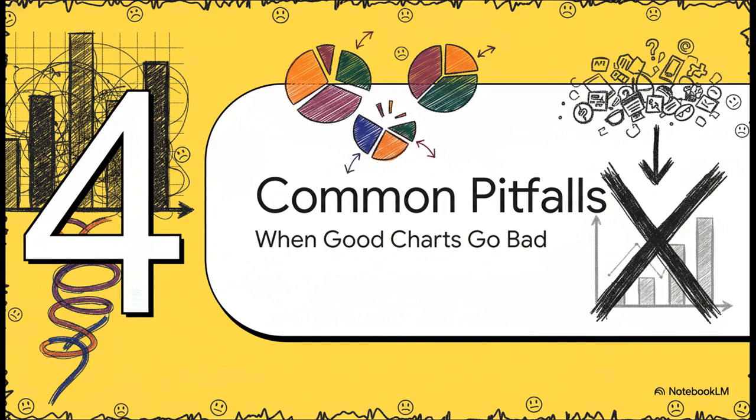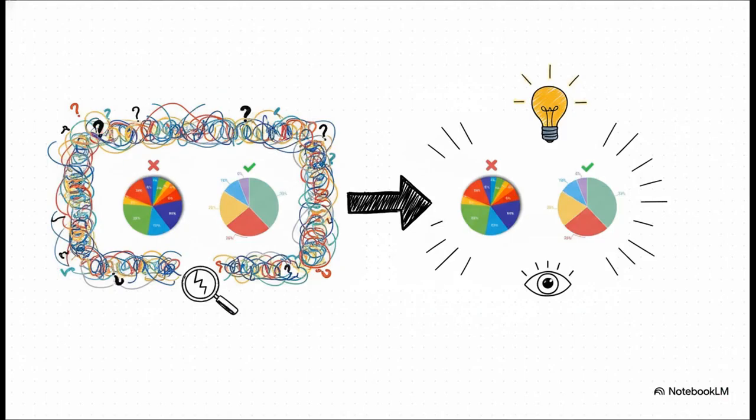So let's take a look at what happens when good charts go bad. Okay, just look at this pie chart on the left. It's a total mess, isn't it? There are way too many slices, the colors are all over the place. I have no idea what I'm supposed to be looking at.